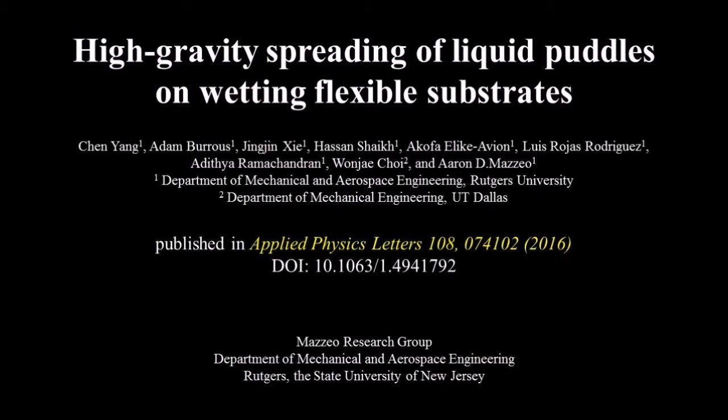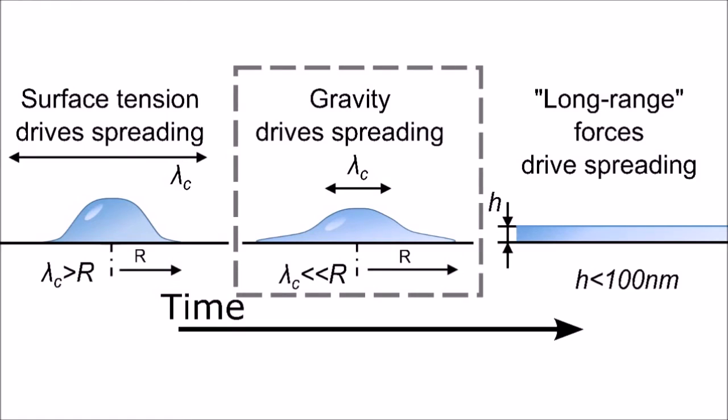This work describes a mechanical approach of using high gravity to decrease the capillary length and increase the spreading rate of liquid puddles on wetting flexible substrates. There are three main regimes of spreading.